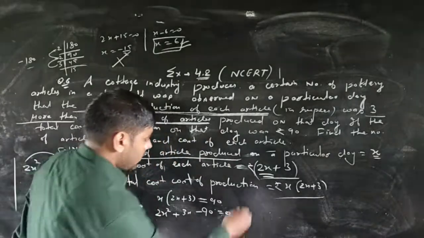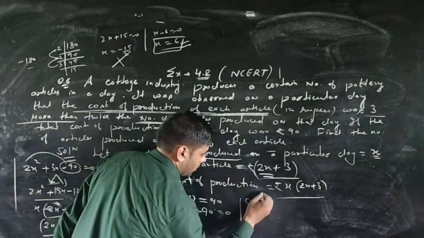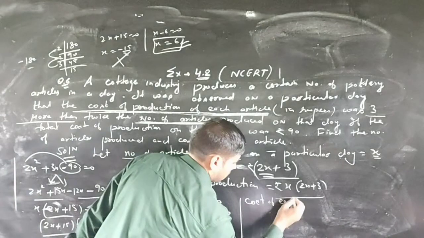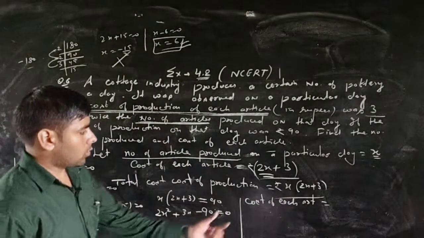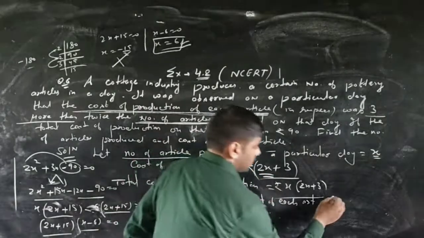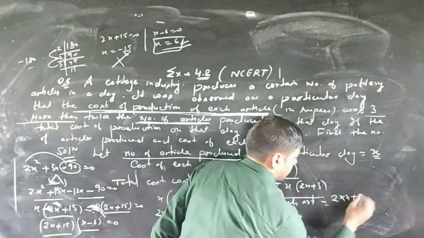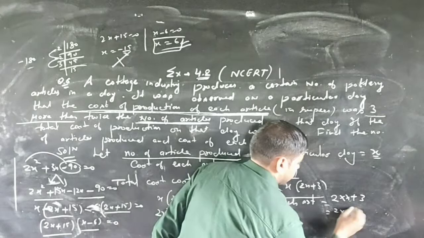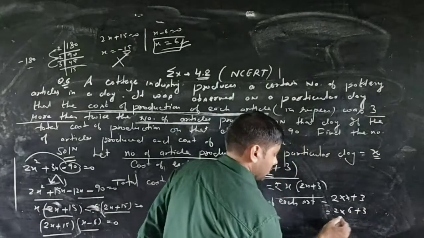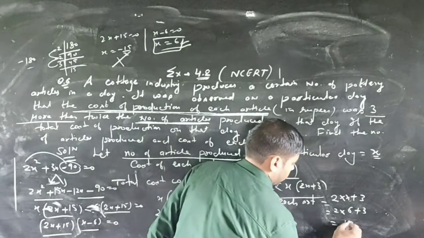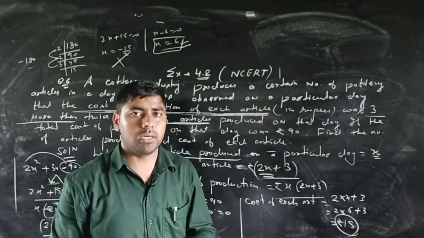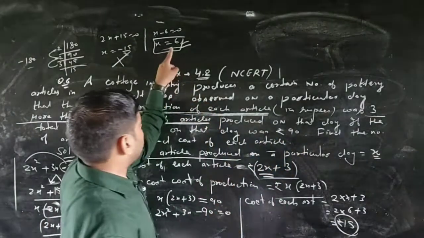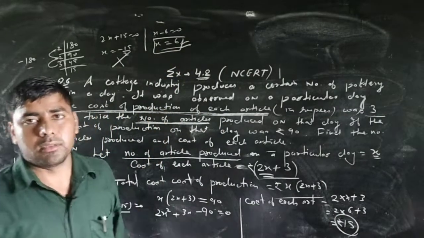And the cost of each article is 2x + 3, that is 2 into 6 plus 3, which is 12 plus 3, here 15 rupees. 15 rupees is the cost of each article, and there are totally 6 articles.